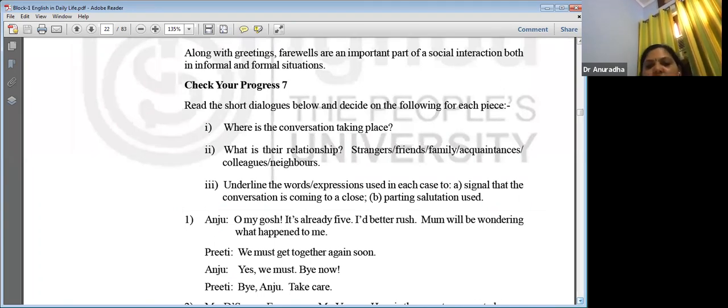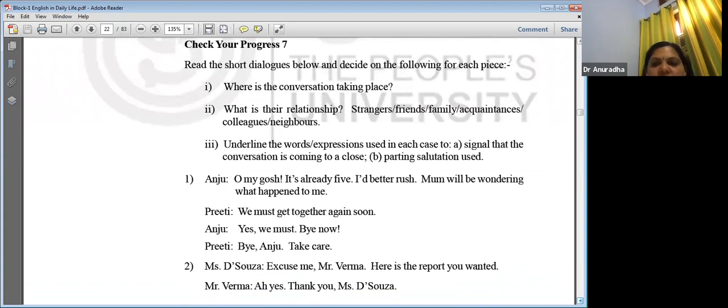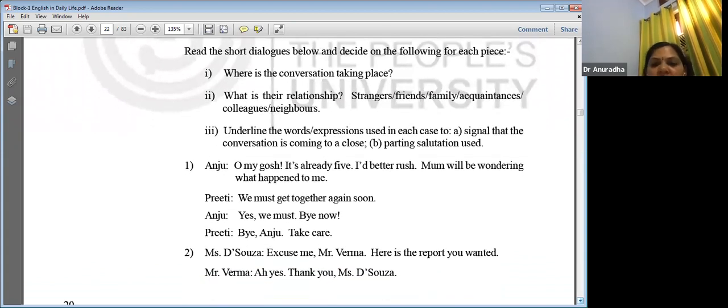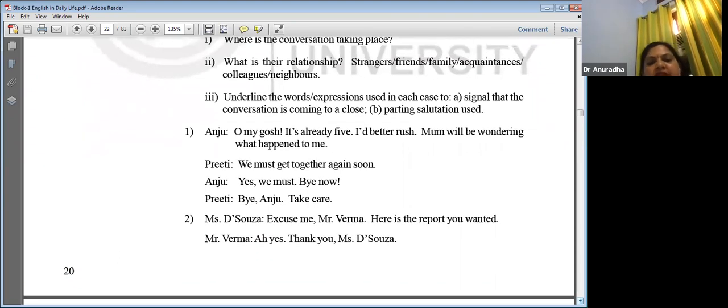Were they strangers, friends, family, acquaintances, colleagues or neighbors? Then underline the words or expressions used in each case to signal that the conversation is coming to a close, a parting salutation. For example, Anju: Oh my gosh, it's already 5. I'd better rush. Mom will be wondering what happened to me. So the first answer is, what is their relationship?